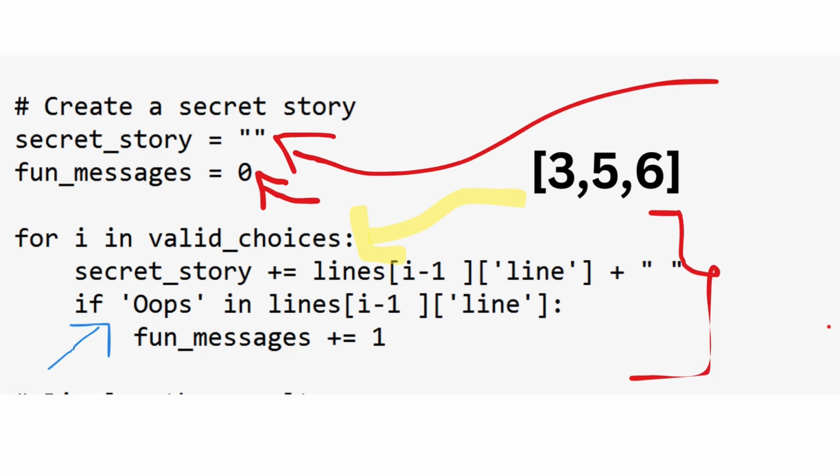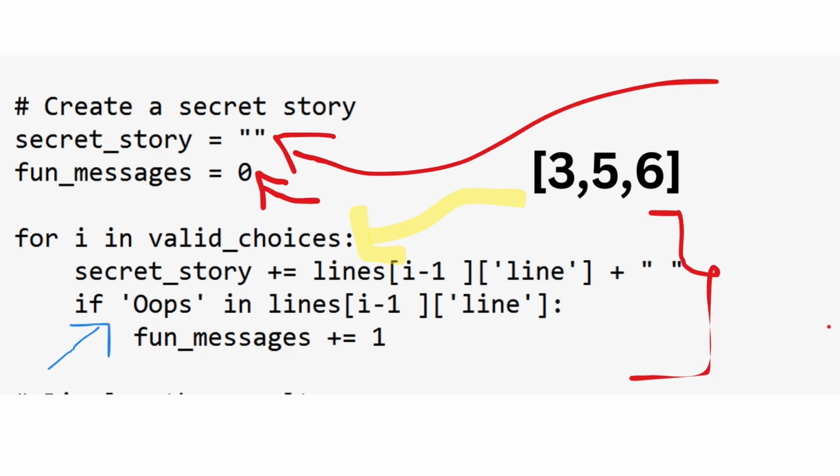Okay. And then we are just going to check if "oops" is in this line. A fun message has this substring "oops" in it, so it's an indicator that it is a fun message. That is what we are going to test here. If this particular line has "oops" in it, the fun message will be incremented. So this is what happens.